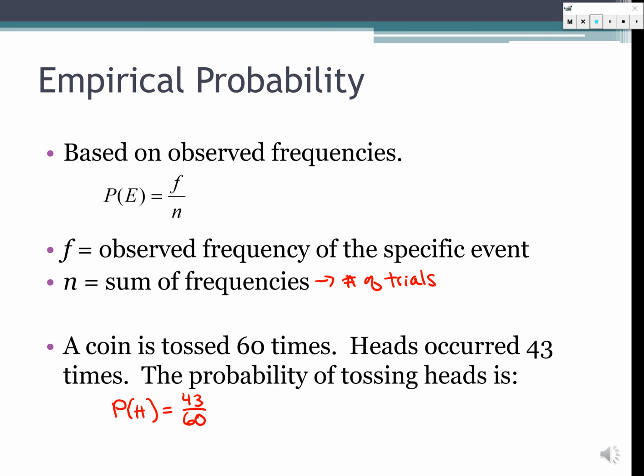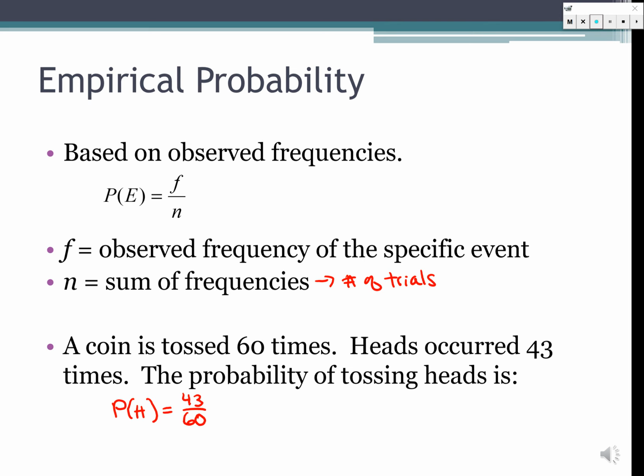So in theory, if I flip a coin, I should get heads half of the time. In theory. Now, if I actually flip the coin, here's my results. My probability is 43 out of 60. That's the difference between the two. Theoretical is all in theory based on my sample space. Here's what should happen. Empirical, I actually do the experiment.